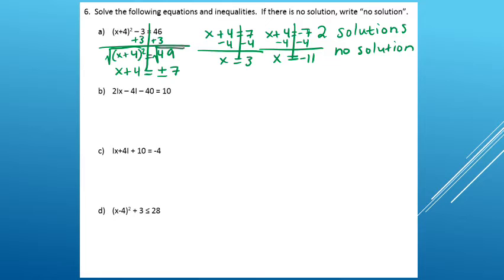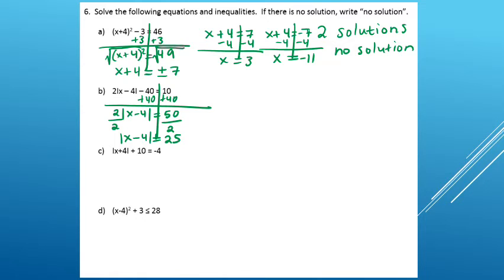If I plug in -11, -11 plus 4 would be -7. -7 squared would be 49. And 49 minus 3 would be 46. So again, it's always really good to check. For the next one, again, we're going to try to isolate our absolute value. So we're going to add 40 to each side. So then we have 2 times the absolute value of x - 4 equals 50. Now I'm going to divide by 2 on each side. So I'm left with the absolute value of x - 4 equals 25.